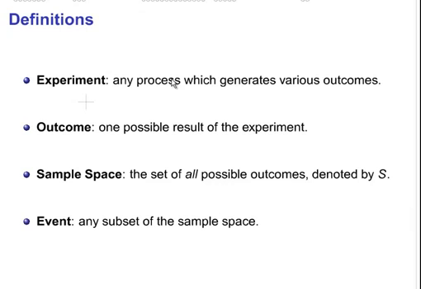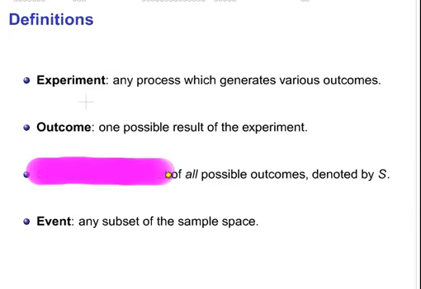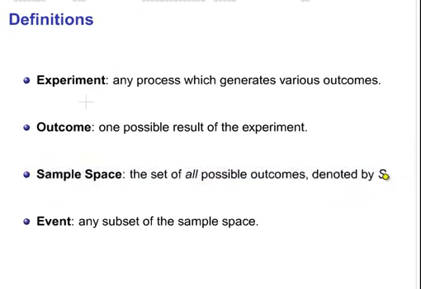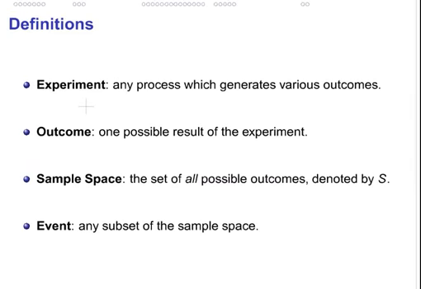Okay, outcome: one possible result for the experiment. So if you roll a die and you get a 6, that's an outcome from an experiment. Now, this one's interesting. Sample space. That is the set of all possible outcomes of an experiment, and we denote that S. So that's a big thing to learn here, sample space. And finally, event: any subset of the sample space.